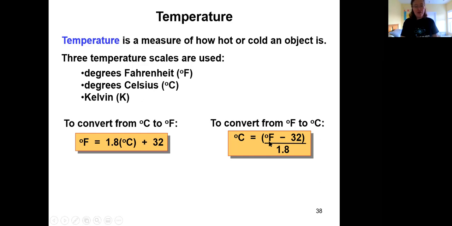If you remember your order of operations, you need to take care of the stuff that's in parentheses first. Let's say I have 98 degrees Fahrenheit. First, I will subtract 32 and get 66. I make sure that I hit equals and get that answer from the subtraction. Then I divide by 1.8. And so 66 divided by 2-ish, that's about 33.